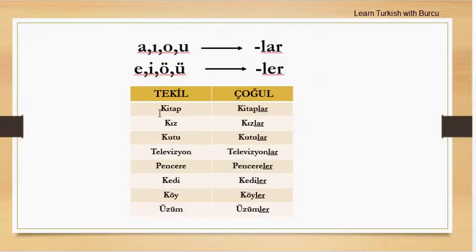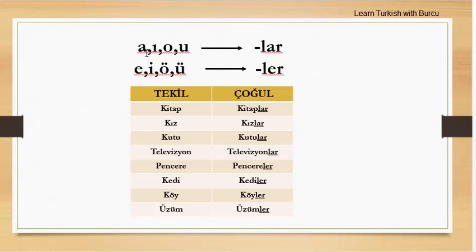Tekil, çoğul. In Turkish, tekil means singular, çoğul means plural, okay? These are the singular forms of the words. These are the plural forms of the words. As I said before, with some words we use lar or ler, depending on the word. So how do we choose which one to use? How do we decide which one is the right one?